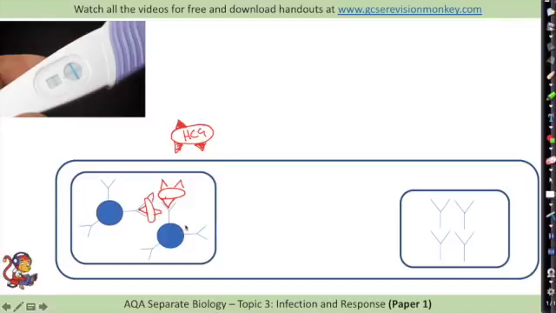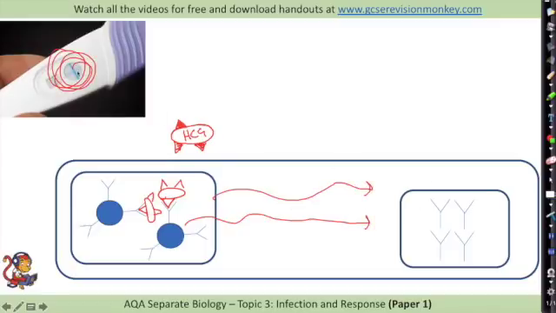So when these blue beads then move along, the reason why you get a blue line showing if you're pregnant is because these blue beads will then get stuck in this area here. Because these monoclonal antibodies that are at the end are stuck in place and they can't move.